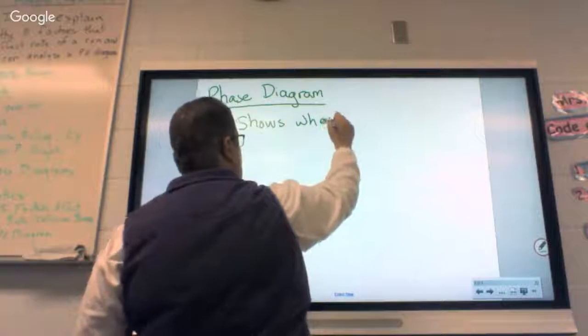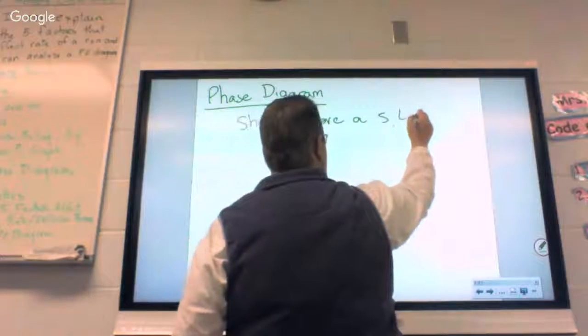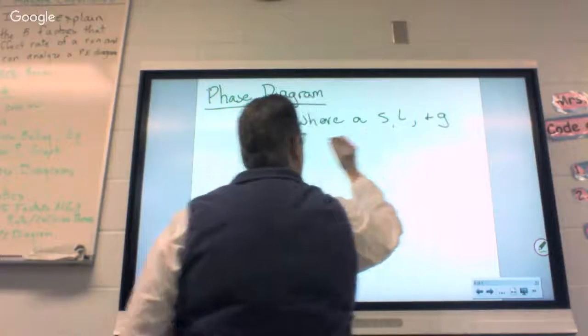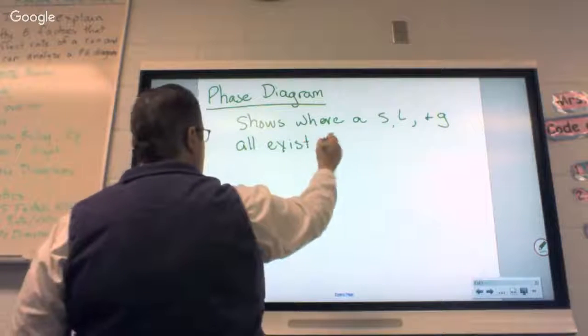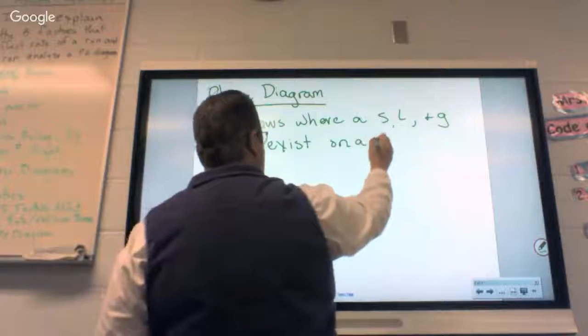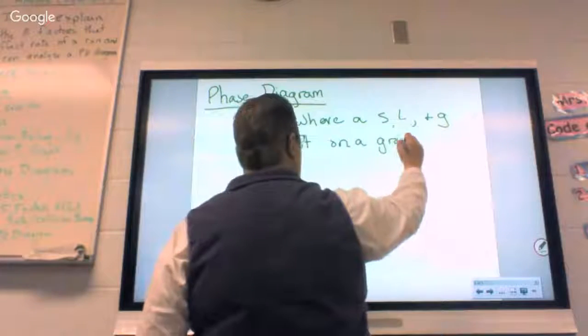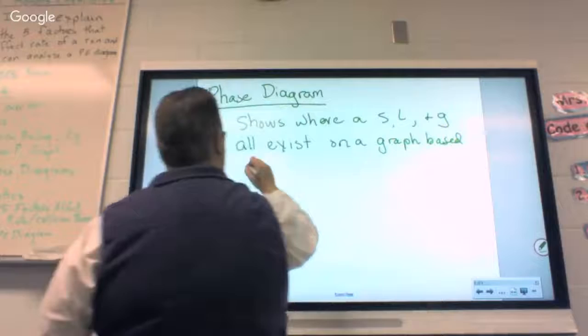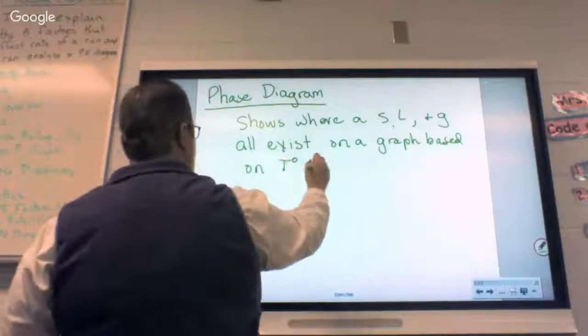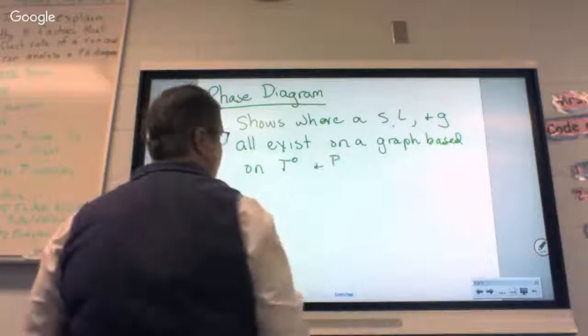where a solid, liquid, and gas all exist on a graph based on temperature and pressure.